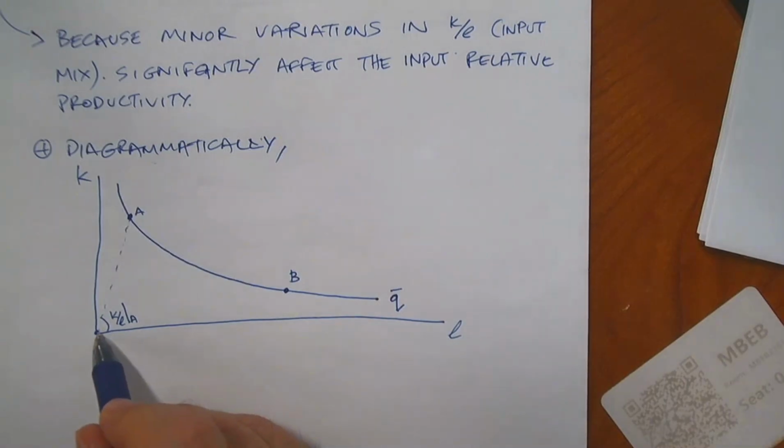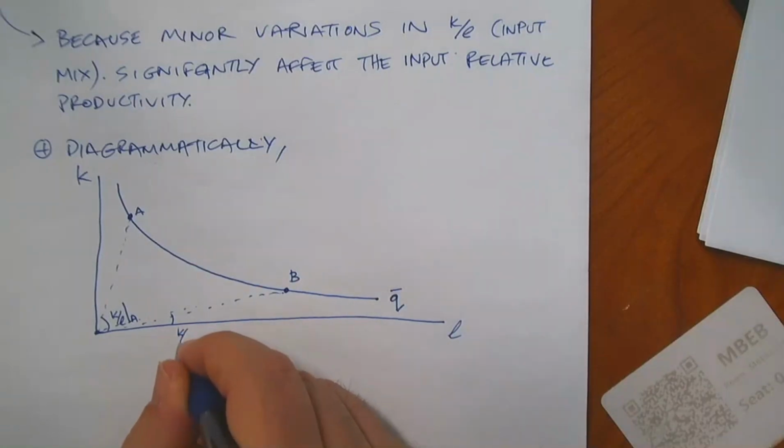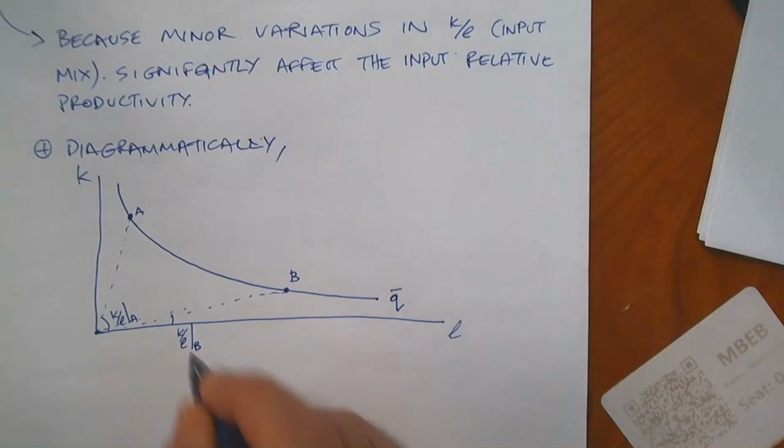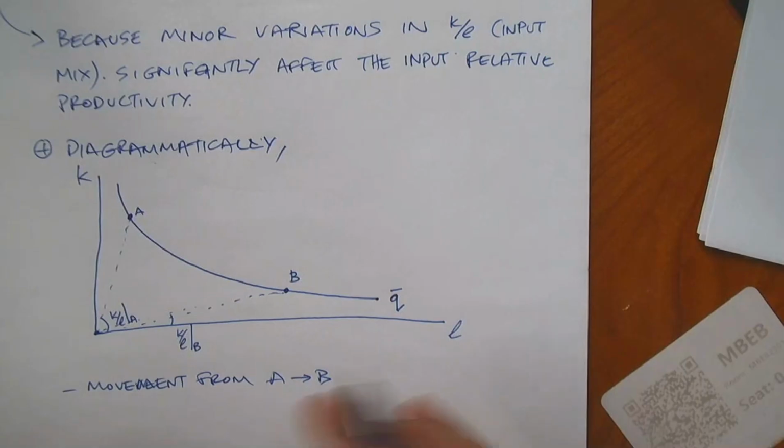You draw the ray to point B. That's the angle over here, right? Obviously, a smaller angle than the one for A. That is the capital to labor ratio for point B. Okay, so if you think about movement from A to B, right? It's an exaggerated motion. We typically think about a marginal or a percent change, depending on the movement from A to B.